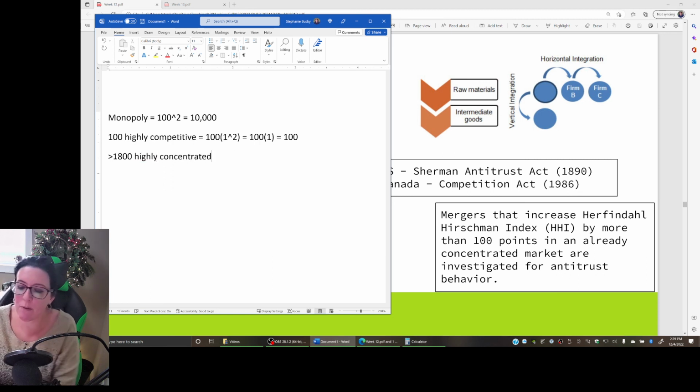So if we already have a market that's highly concentrated, and then there's a proposal for a merger, and that merger would cause the HHI to go up by more than 100 points, then that is considered to be anti-competitive behavior. And in both the US and Canada, we can say, oh, not allowed. You're not allowed to merge. So we have in Canada the Competition Bureau, and they get to have a say in whether or not these mergers are allowed.